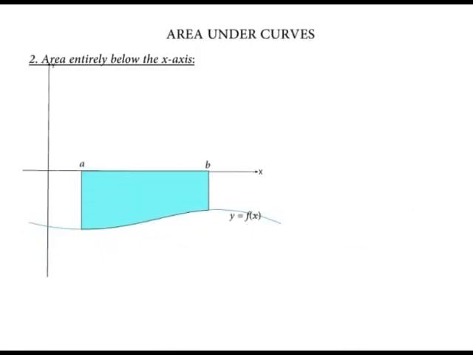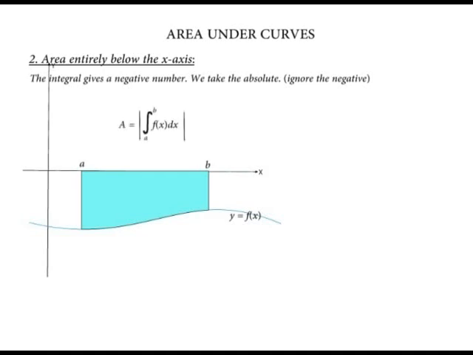Second type, type 2, area which is entirely below the x-axis. Now in this case, the integral gives a negative number, but since area cannot be a negative, we often take the absolute value. In other words, we ignore the negative sign in the answer. Therefore, area will be equal to the absolute value of the integral of f(x) with respect to x from x is equal to a to x is equal to b.